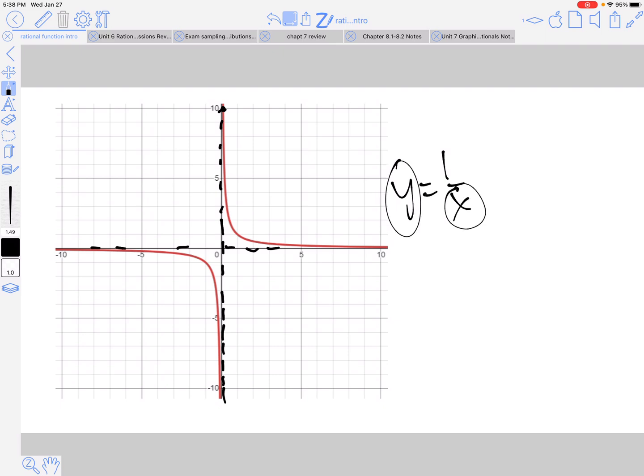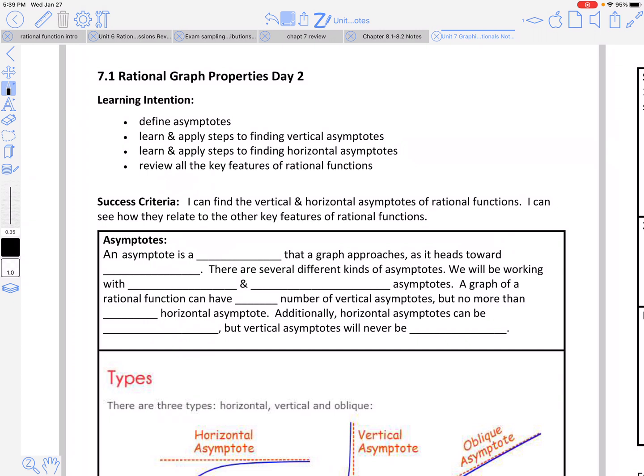So x will never become 0, y will never become 0, because if x becomes 0, then there's no answer because you cannot divide by 0. So we have some asymptotes here that are these imaginary gaps, right? I mean, it's a real gap, but it's an imaginary line that the graph just can't touch because of how the math's working. And if you have any more questions on that after this, please let me know.